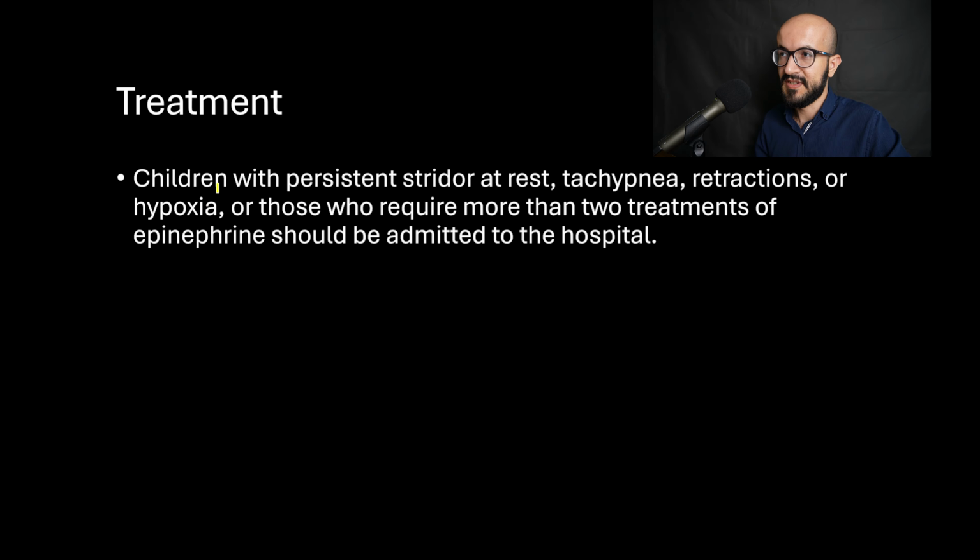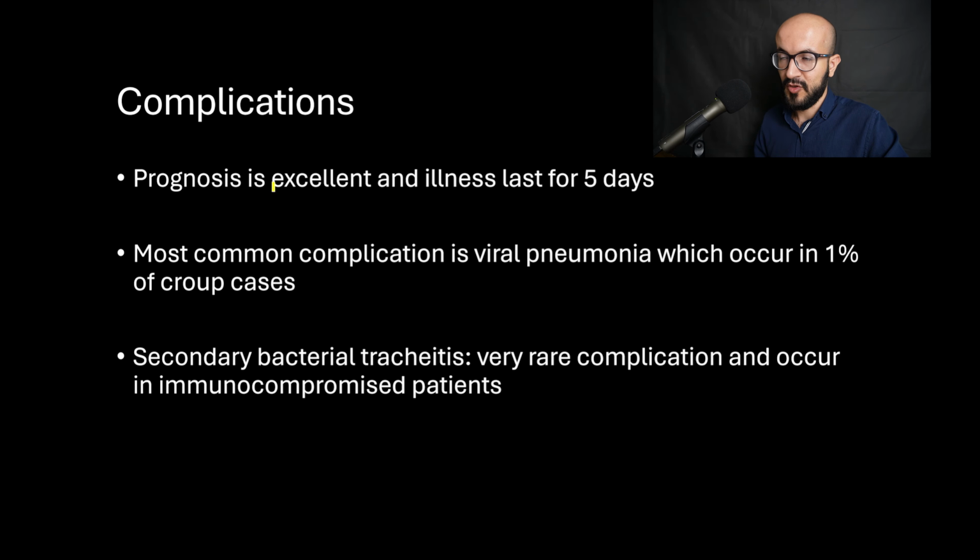Now, children with persistent stridor at rest, who also have tachypnea, retractions, or hypoxia, or those who require more than 2 treatments of epinephrine, should be admitted to the hospital. Now, prognosis of Croup is excellent, and illness lasts for 5 days, and the most common complication is viral pneumonia, which occurs in 1% of Croup cases, and secondary bacterial tracheitis is a very rare complication and occurs in immunocompromised patients.